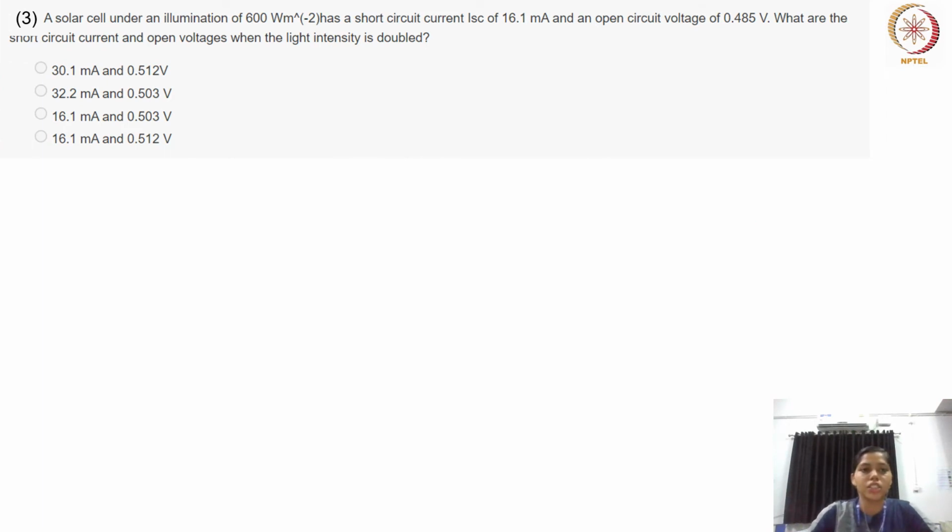So here is the next question. A solar cell under an illumination of 600 watt per meter square. So this is your intensity of the solar radiation. It has a short circuit current value of 16.1 milliampere, and an open circuit voltage VOC is also given, that is 0.485 volt. So what are the short circuit current and the open circuit voltage when the light intensity is doubled?